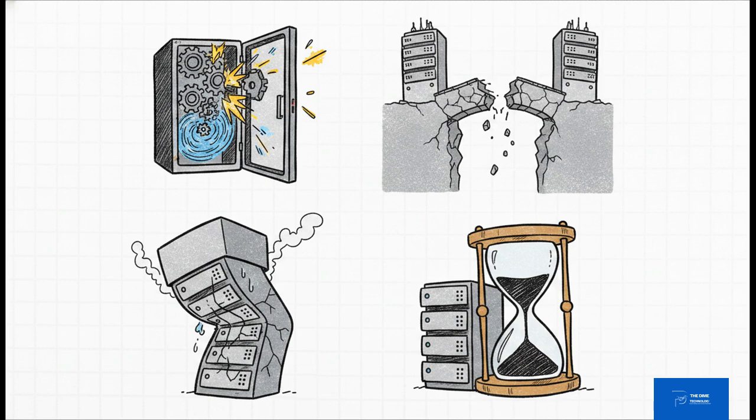A 502 bad gateway means your proxy couldn't get a valid response from the backend. A 503 means the service is completely unavailable. Maybe it's overloaded or down for maintenance. And a 504 gateway timeout? That means the backend service took entirely too long to respond and the proxy gave up.